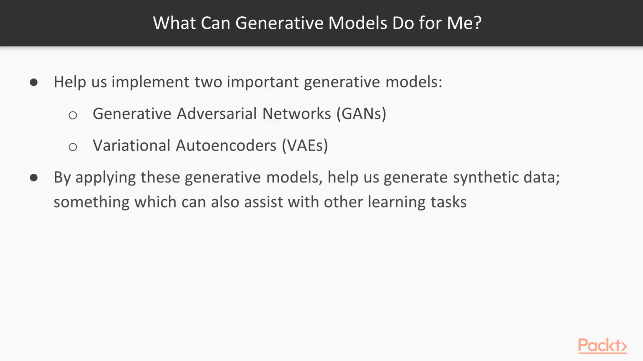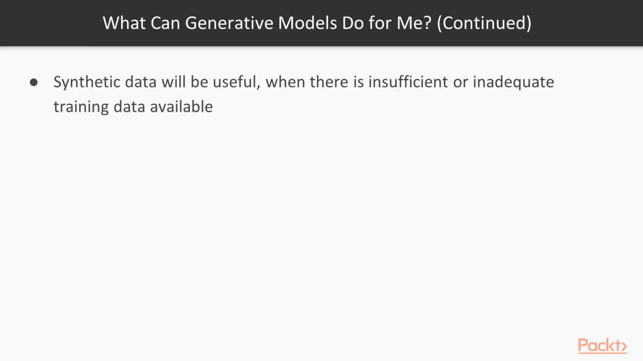Now we're going to use these generative models to generate synthetic data, something which can be used to assist other learning tasks. So synthetic data is going to be useful to you when there is insufficient or inadequate training data available. Now, being insufficient is pretty self-explanatory. If you just don't have enough data, you need to supplement the real ground truth training data that you have with synthetic data just to have sufficient data to be able to train your deep learning models.